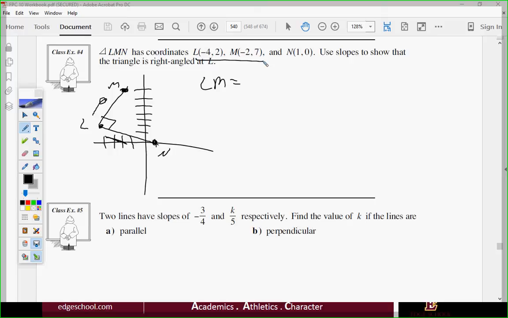7 minus 2. Get used to this. 7 minus 2 over -2 minus a -4. So I got the minus there, makes plus. 7 minus 2 is 5. -2 plus 4 is 2. I got 5/2 for LM. Can we understand that that makes sense? Because is this a positive slope or negative? This one's positive, right? It's going up. We got a positive answer, so we feel good about our answer.